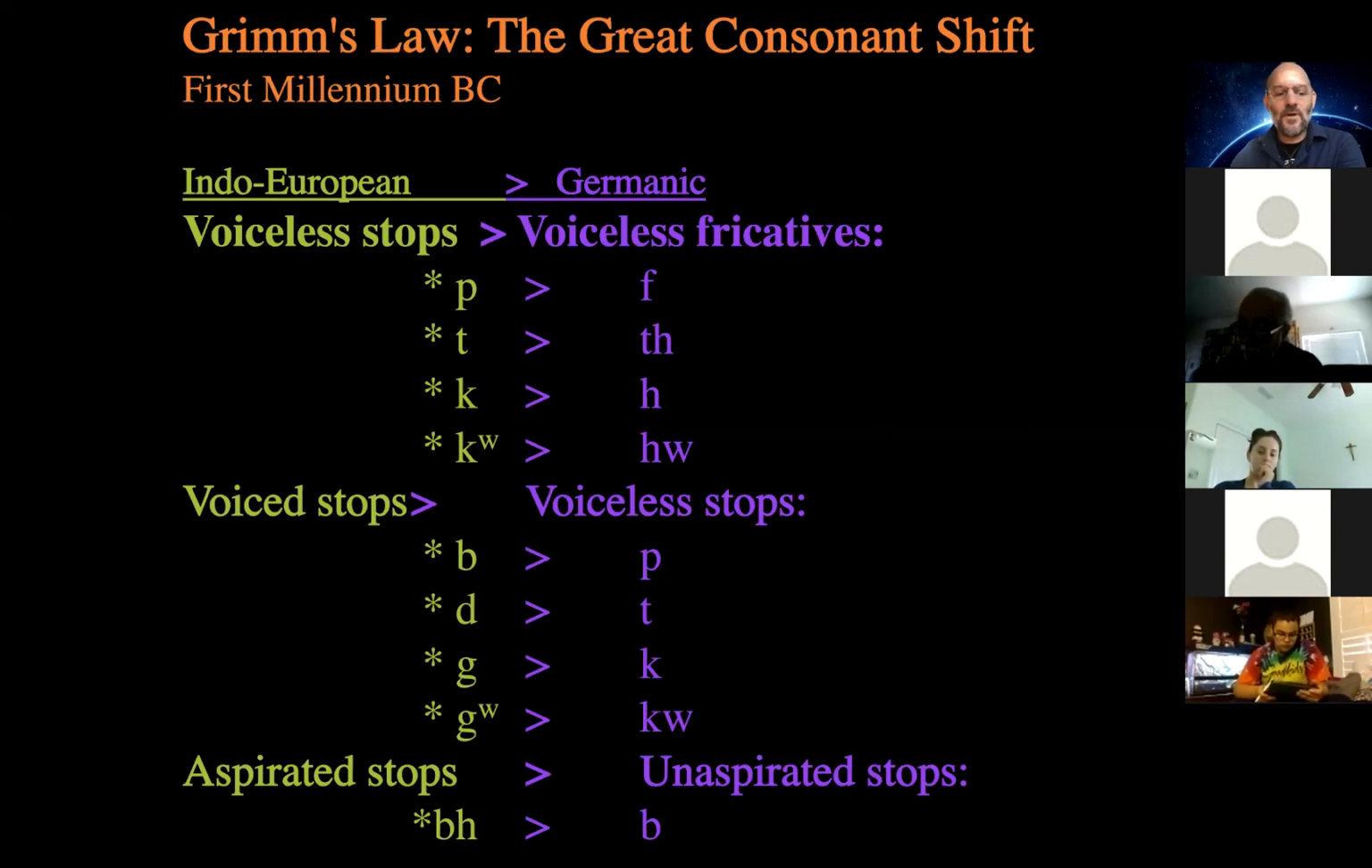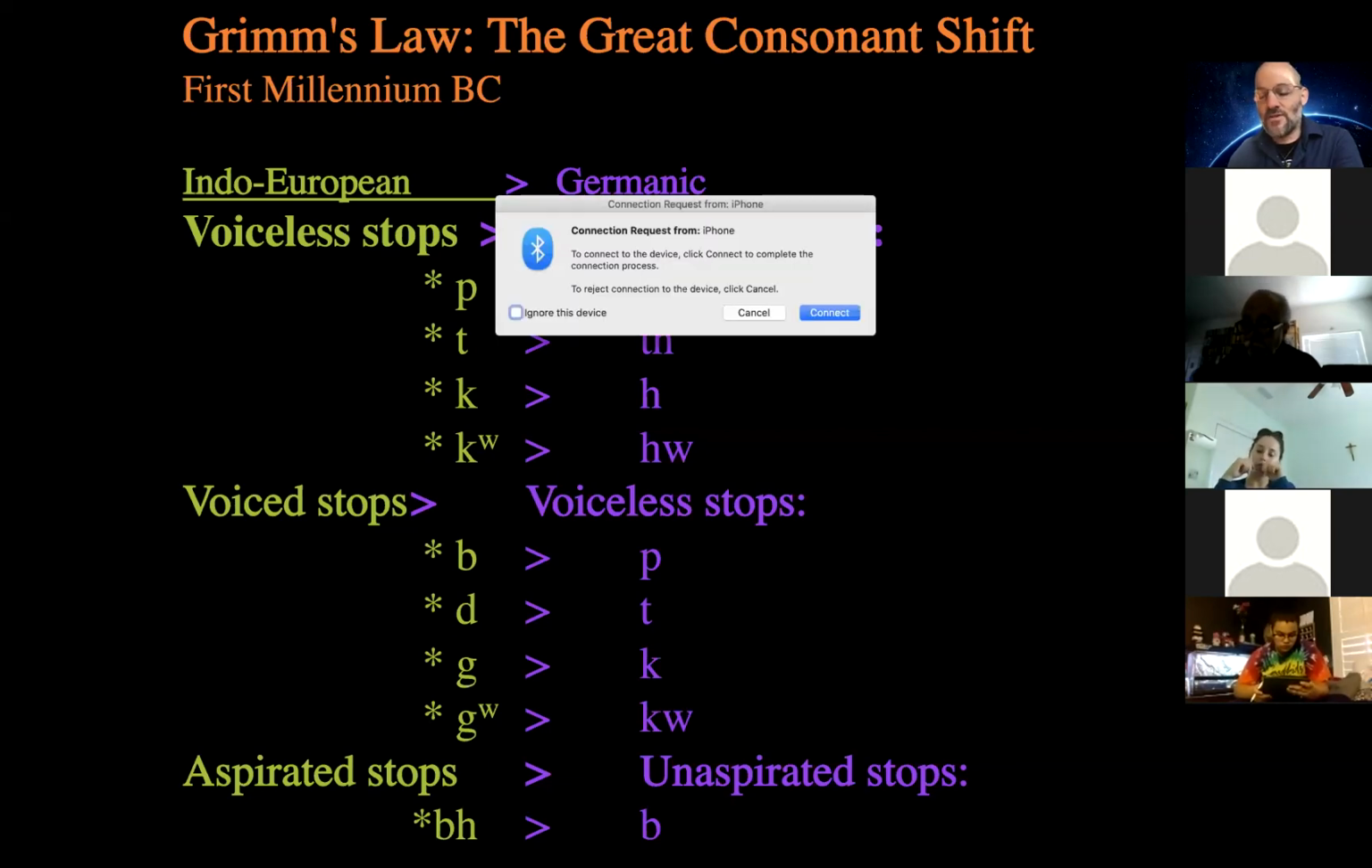So we also have voiced stops changing to voiceless stops, as in B's to P's, D's to T's, G's to K's, Gwas to Quas, and aspirated stops, which we still see in words like Bharat in India, changing to unaspirated stops, where we can't even do that actually in English.